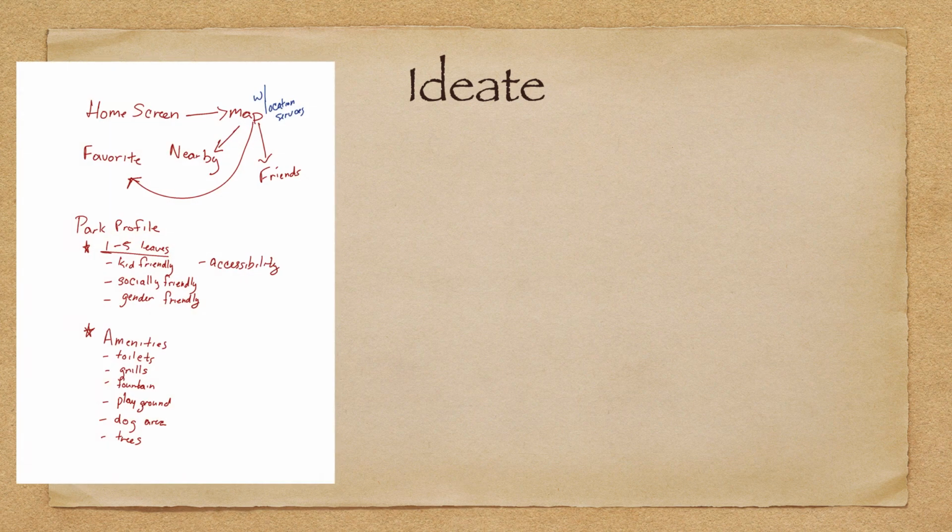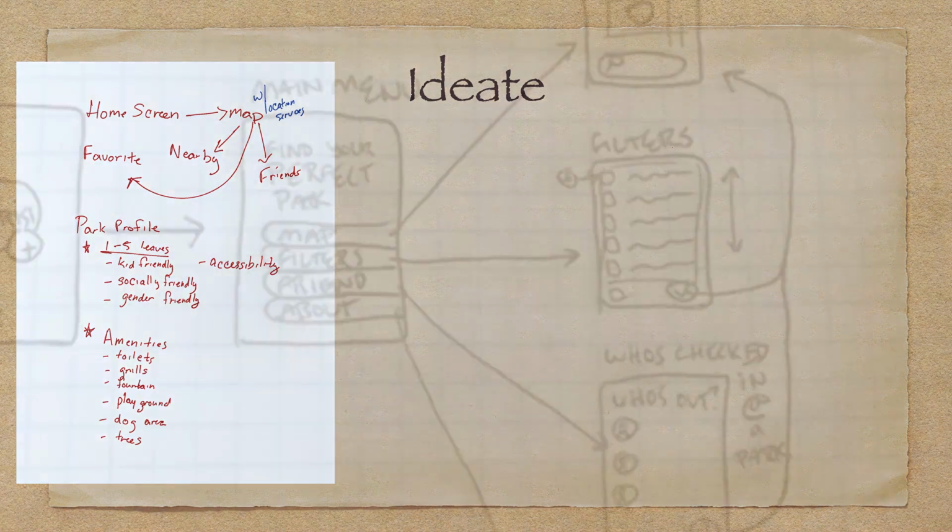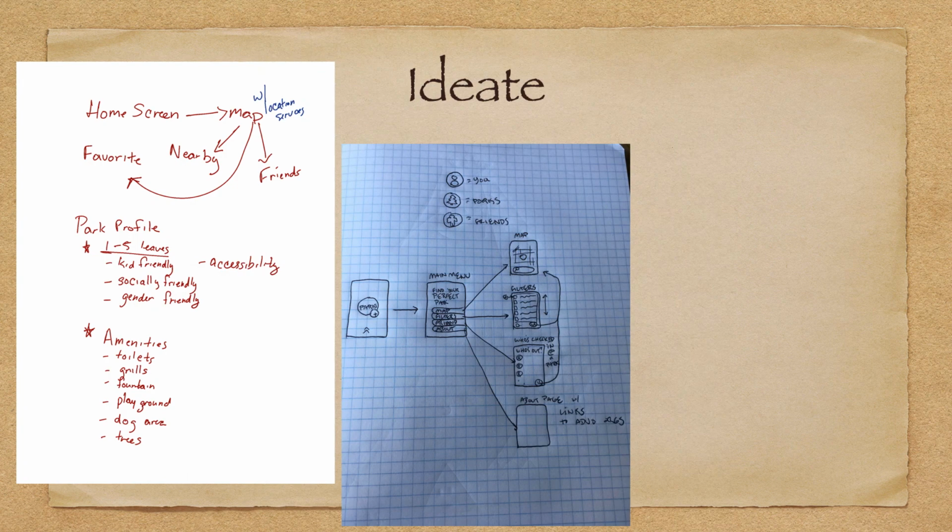Also, we have to work on a sitemap. So our sitemap starts here with just a written version of where everything is going to go. So we start with our home screen. Our home screen goes to a map then goes to these other things. We wanted to list things that we have in our profile. And then we decided to make a picture version.